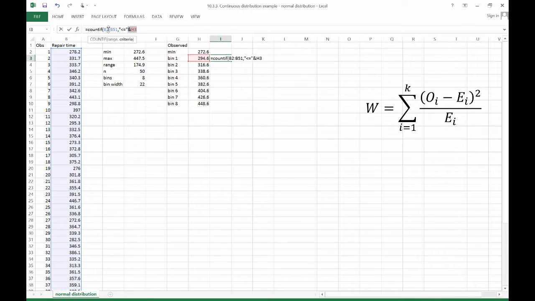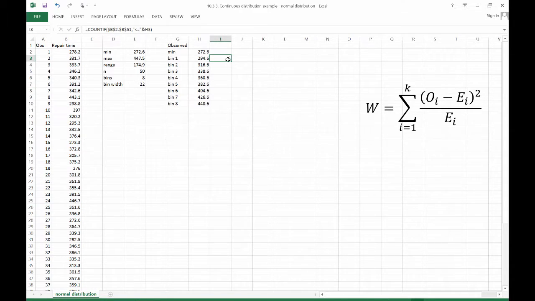Also, we're going to want to drag this down, so we need to put dollar signs in front of our ranges because we don't want our ranges to change whenever we drag this current cell down. Okay, so what do we see? We're seeing that 6 observations fell below and equal to 294.6.